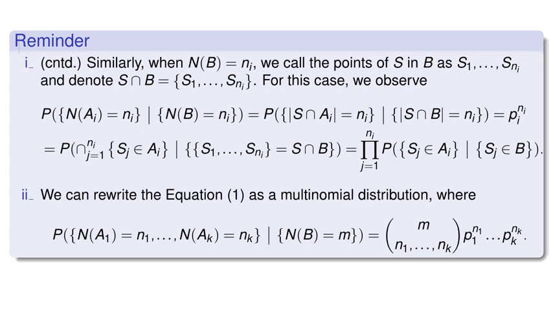Second point of reminder, we can rewrite our equation 1 using these p_i's, recognizing it as a multinomial distribution. The probability of N of A_1 equals n_1 and so on till N of A_k equals n_k, given N of B equals m, is m choose n_1 and so on till n_k, times p_1 to the n_1, and so on, till times p_k to the n_k.